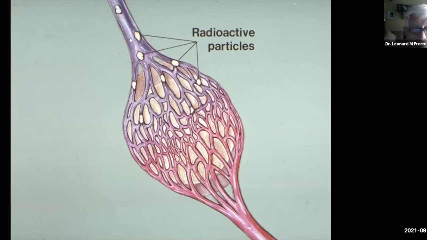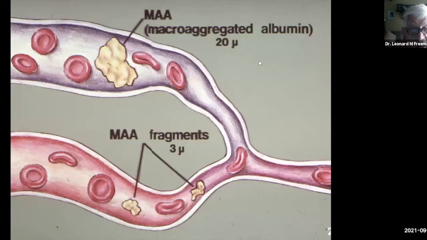And you can see that depending upon the size of these particles, depends upon where it will lodge in the pulmonary arterial tree. For instance, here's a particle that's 20 micra that's going to get blocked and cause an embolus. Here you have particles that are much smaller, 3 micra. They're going to get through and get into the central circulation. They're not going to cause any problem.